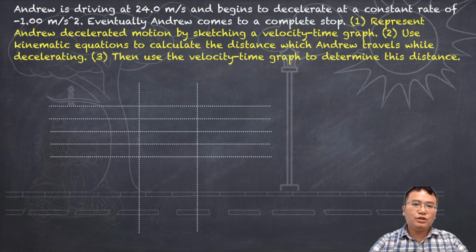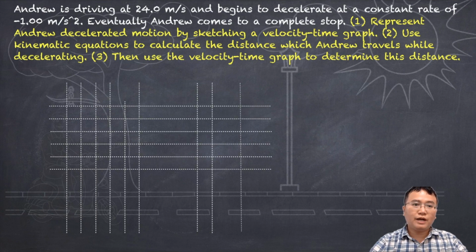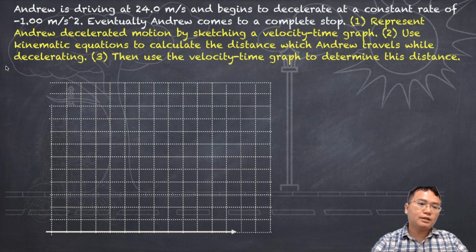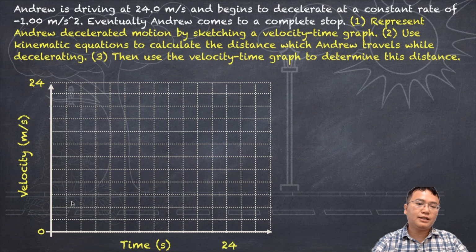So the first thing we need to do for this problem is to create a graph that represents Andrew's motion. On the y-axis, I'm going to put velocity. On the x-axis, I'm going to put time. And we know that Andrew starts out at 24 meters per second. The deceleration is -1, which means the slope of the line is -1. And so Andrew will come to a complete stop 24 seconds later.